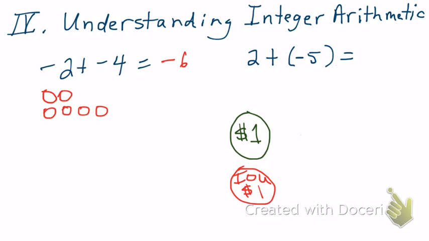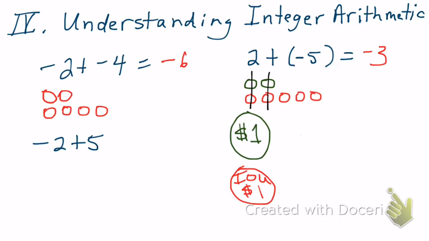2 plus negative 5. So I have 2 green chips because I have $2, basically, and I owe $5. Well, notice that I can cancel out two of my dollar debts with the $2 that I have, but I'm still going to owe $3. So notice here we get negative 3.